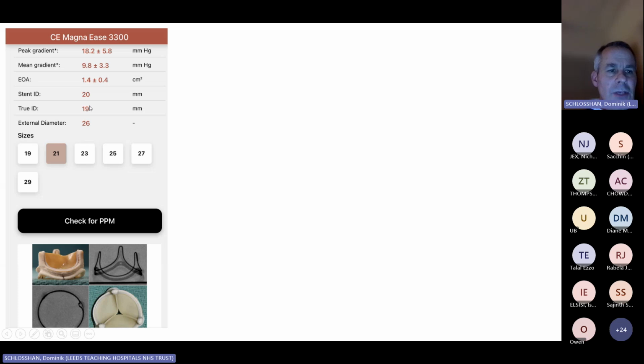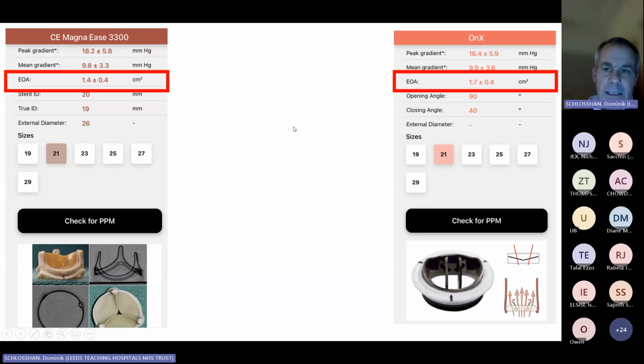Okay, and the other thing you can see here is that the true ID is 19. As we said before, it's a bovine pericardium here, and it loses 1 millimeter of true diameter, so the true ID is 19 millimeters. The stent ID is 20. If you didn't have any leaflets in, that's 20, but you have the leaflet stuck inside, so you lose 1 millimeter. And as I said before, for the porcine valve, you lose a bit more. So that's the 21 millimeter, and you can see the figure 21 doesn't actually correspond to any number here. That's just to give you an idea.